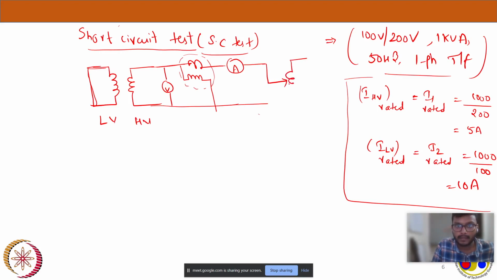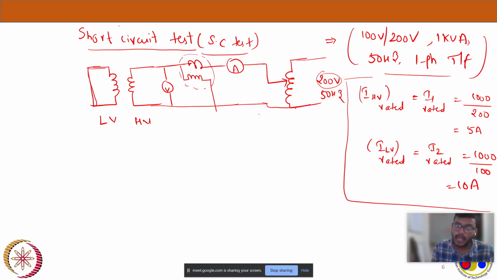Now I am connecting an auto transformer. This is 200 volts, 50 Hz. This is my rated voltage, but I am not giving 200 volts to the HV side, because if I give 200 volts, the amount of current that will generate in the LV side will be very high. So my coil would burn, my transformer would burn. So I won't give that.